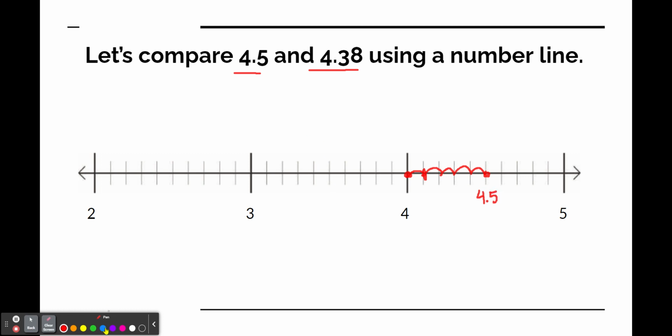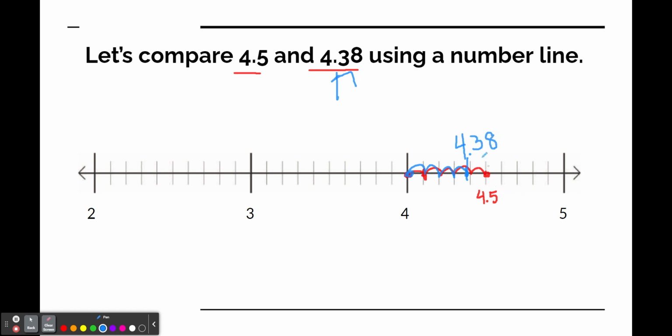Okay, now let's go ahead and compare this to 4.38. I'm going to start at 4 again, and I'm going to go to 4 and 3 tenths. So I have 1, 2, 3. And I can't really go to 4 tenths because 4 and 38 hundredths is not quite to 4 and 40 hundredths. So we're just going to go right below it, like right here. This is where 4 and 38 hundredths goes.